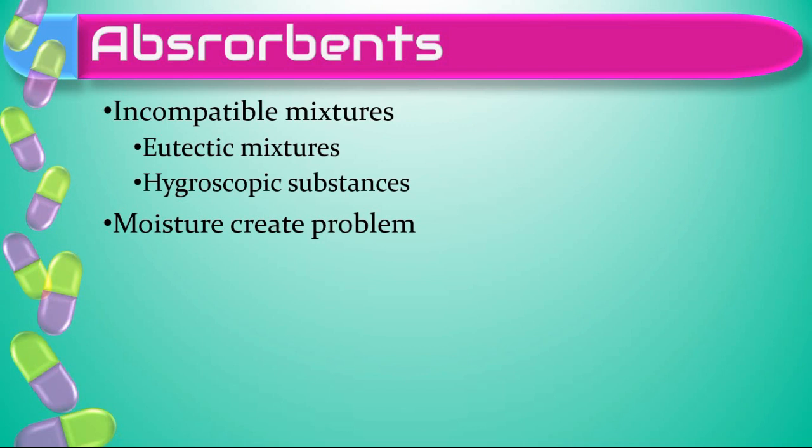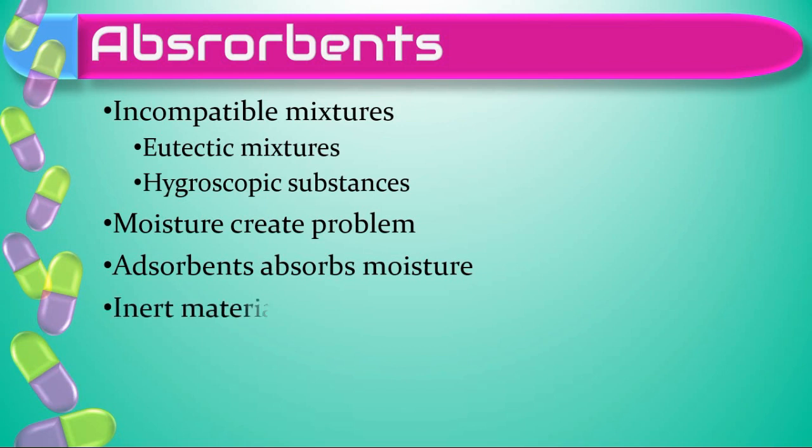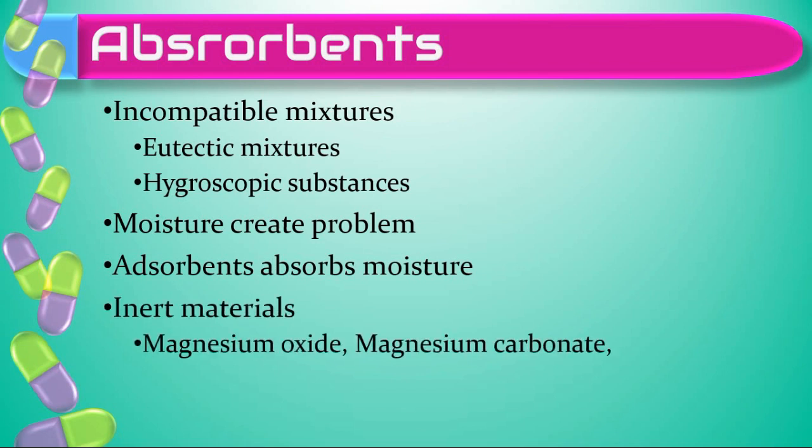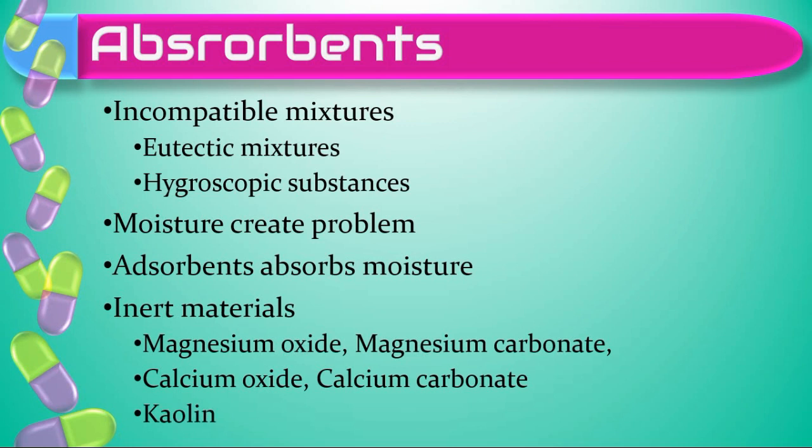As such, in this case, absorbents are used to absorb the moisture which is formed because of eutectic mixture or which is released by hygroscopic substance. So these absorbents absorb the moisture and thus prevent the capsule shell from becoming soft. Inert materials like magnesium oxide, magnesium carbonate, calcium oxide, calcium carbonate and kaolin are used as absorbents.